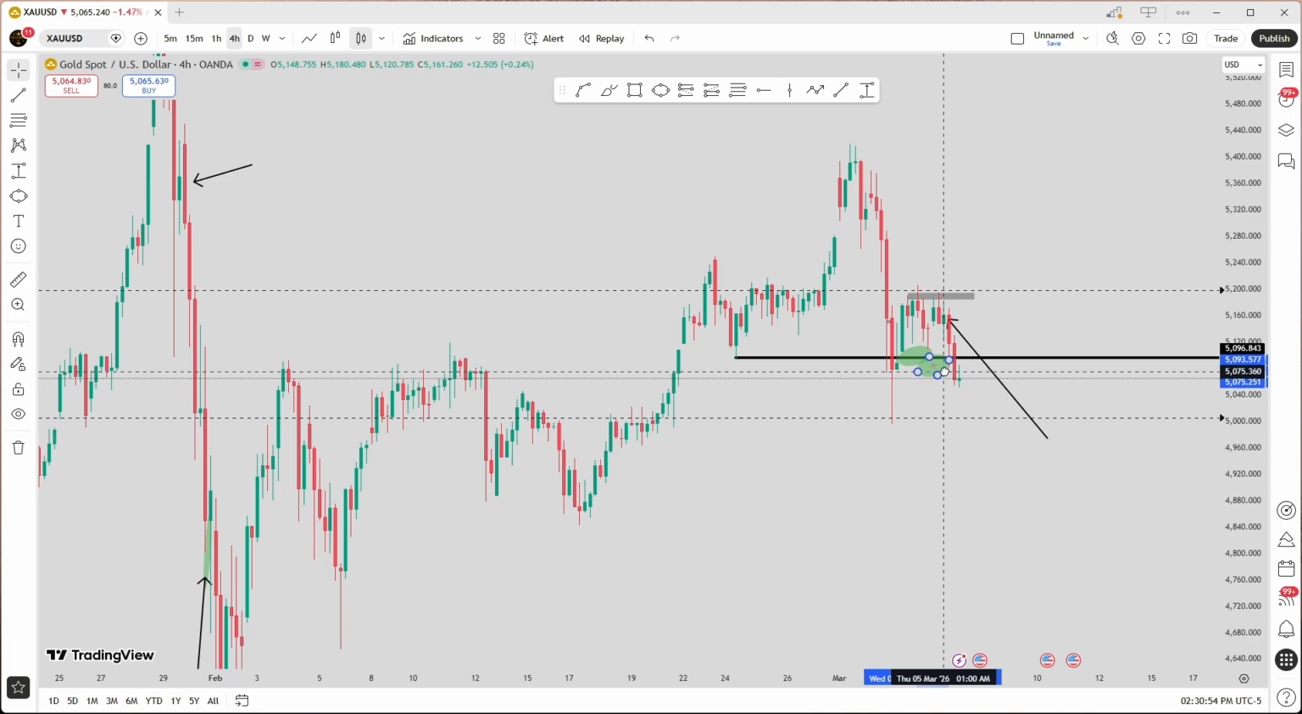So that's candlestick basics right there, and yeah, that's it.